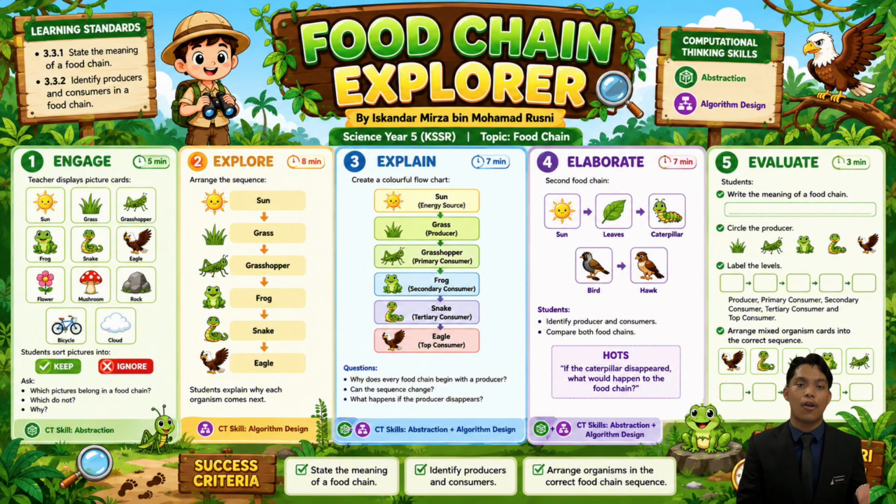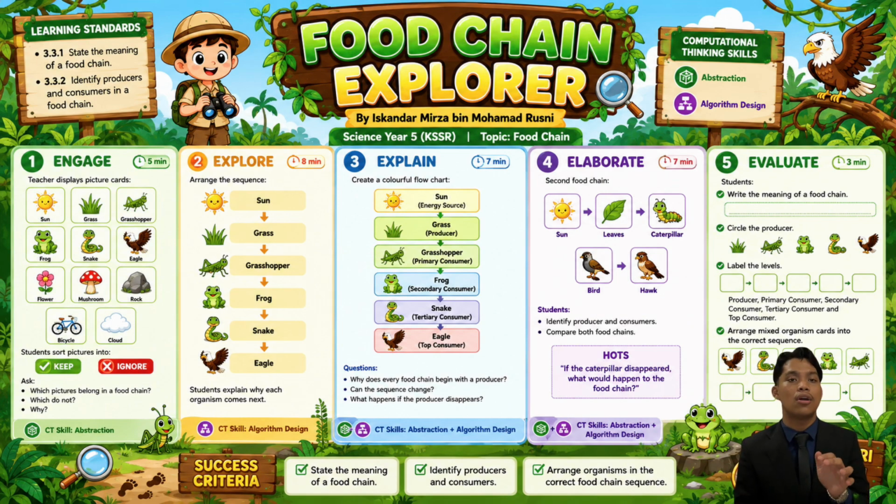Next, I would like to explain the computational thinking skills integrated into this graphic organizer. The first computational thinking skill is abstraction. Abstraction is the process of identifying the most important information while eliminating unnecessary details. In this graphic organizer, students are encouraged to focus only on the essential components of a food chain, namely the source of energy, producers, consumers, and direction of energy flow.